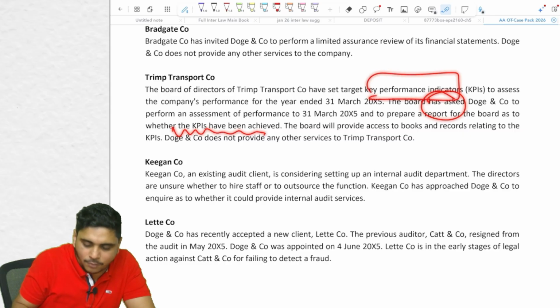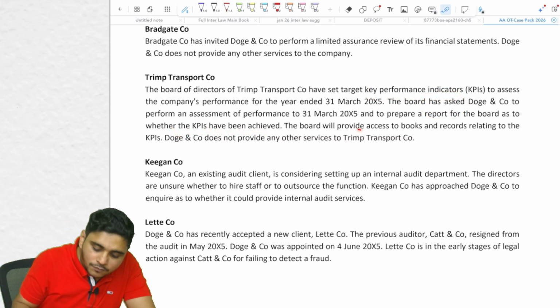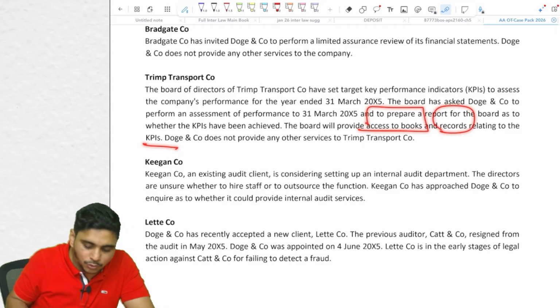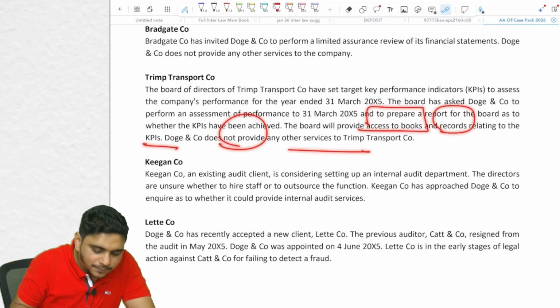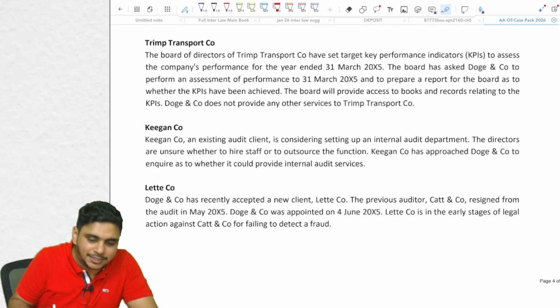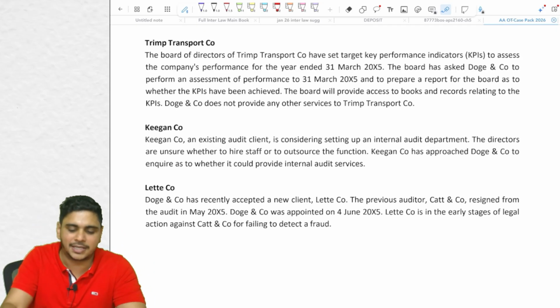KPI means key performance indicators. The board will provide access to books and records relating to the KPIs. Doge will not provide any other service. What are they doing? They are doing some assessment performance. Third, Keegan and Co.